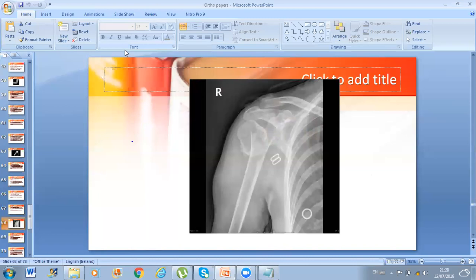So he divided it into 4 parts: the head of humerus, the neck of humerus, the shaft of humerus, and the two tuberosities, greater tuberosity and lesser tuberosity. These are the 4 parts. Okay, good.